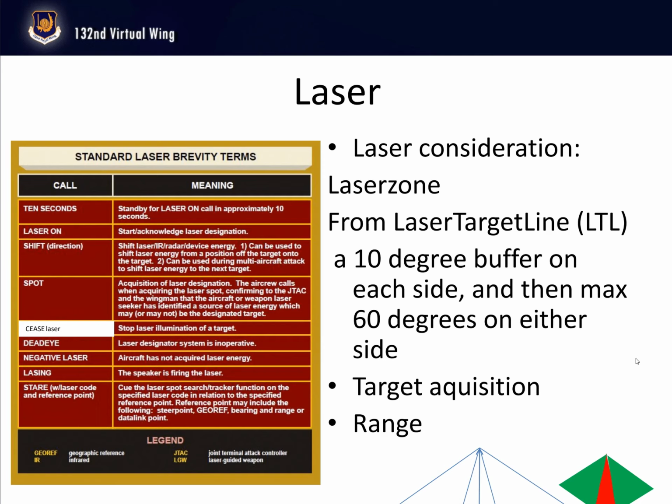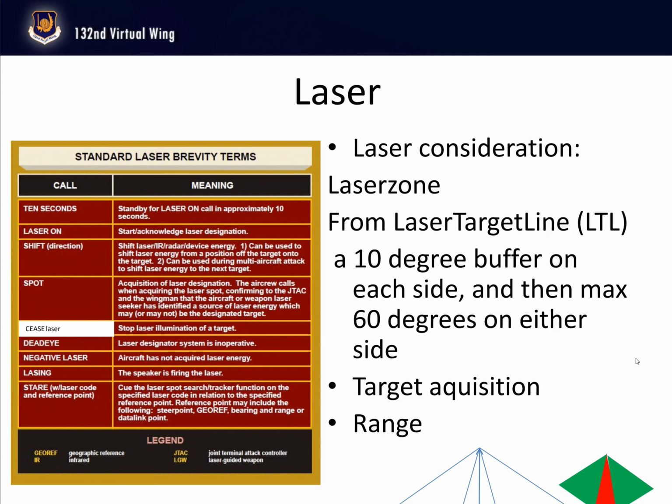Okay. So the brevity is pretty much the same. And we give a few calls if the pilot is able to know the time of flight of the bomb. So it's good, because we want to lase for a specific amount of time so the bomb will not lose energy. Laser on, laser off: activate laser or deactivate laser.